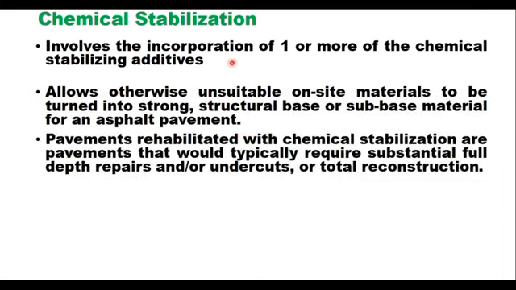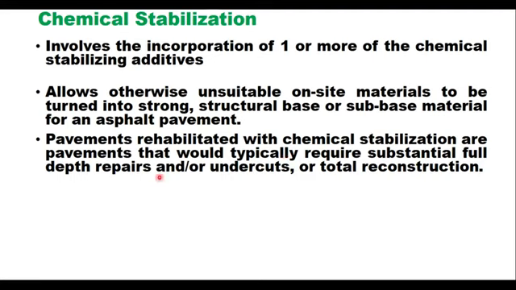Chemical stabilization involves the incorporation of one or more of the chemical stabilizing additives like Portland cement, lime, fly ash, calcium chloride, or any other blend or chemical stabilizer commercially available. There are several benefits of chemical stabilization. It allows otherwise unsuitable on-site materials to be turned into a strong structural base or sub-base material for an asphalt pavement.